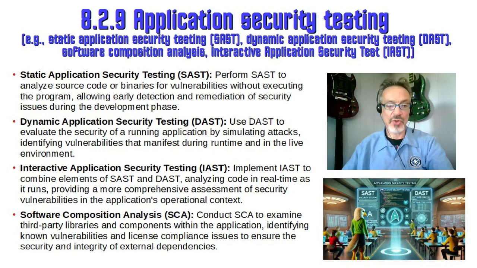And finally, software composition analysis. SCA focuses on third-party libraries and components that are integrated into your application. It identifies known vulnerabilities and ensures that you're in compliance with licensing requirements. Given the increasing reliance on open source components, this is very critical for maintaining a secure software ecosystem.